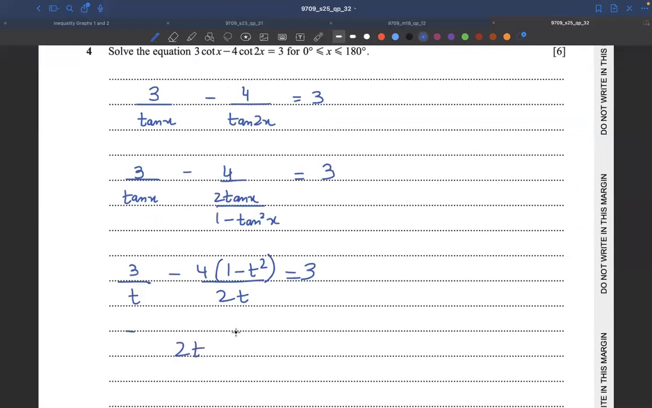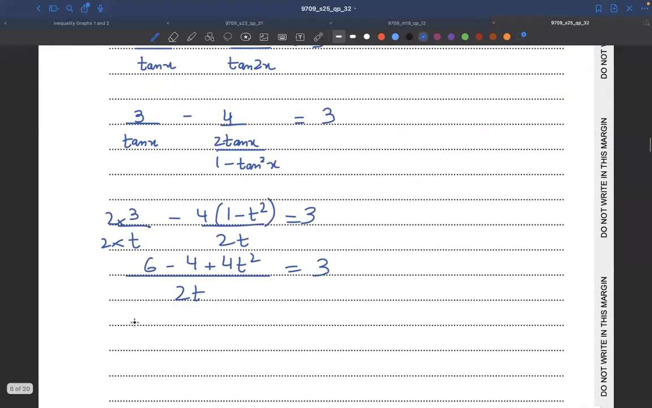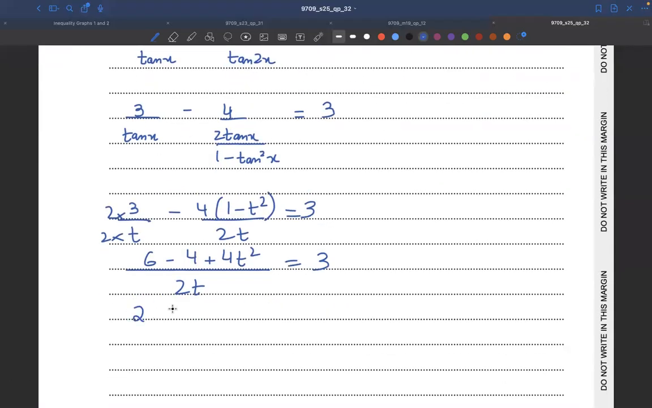We will get over here, so this will become multiplied by 2. This will be multiplied by 2. We'll get 6 minus 4 plus 4 tan squared x equals 3. Multiplying 2 tan x on the right hand side, we'll get 2 plus 4 tan squared x equals 6 tan x. Now, bringing the 6 tan x on the left hand side, we'll get 4 tan squared x minus 6 tan x plus 2 equals 0.